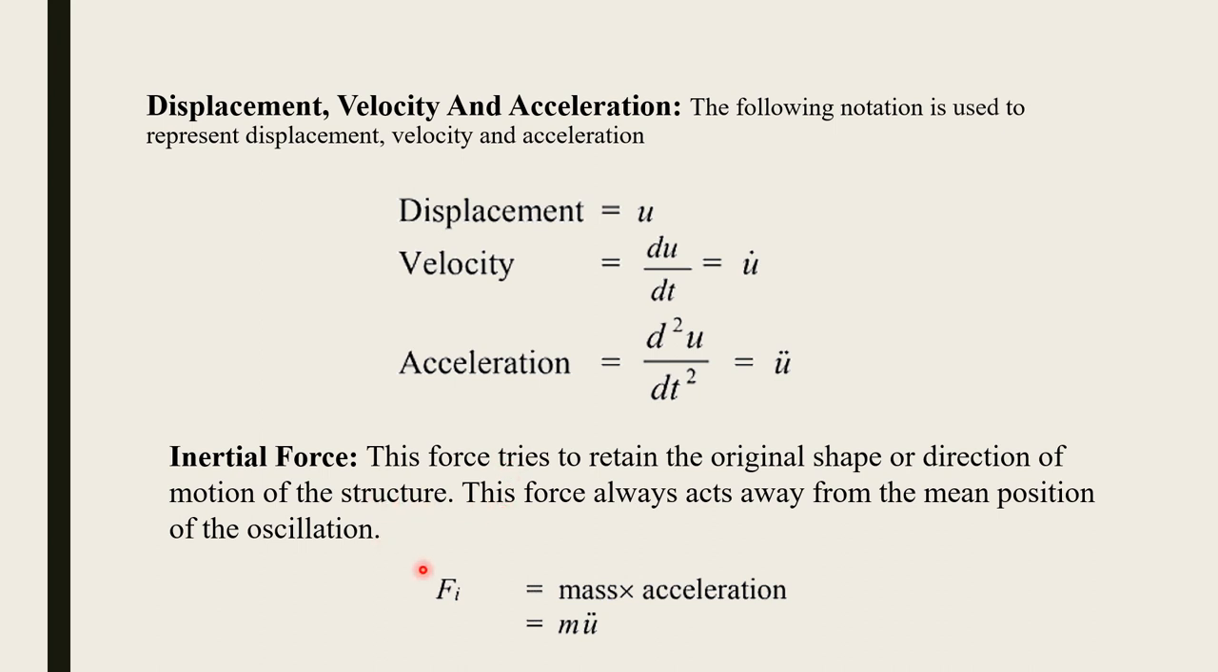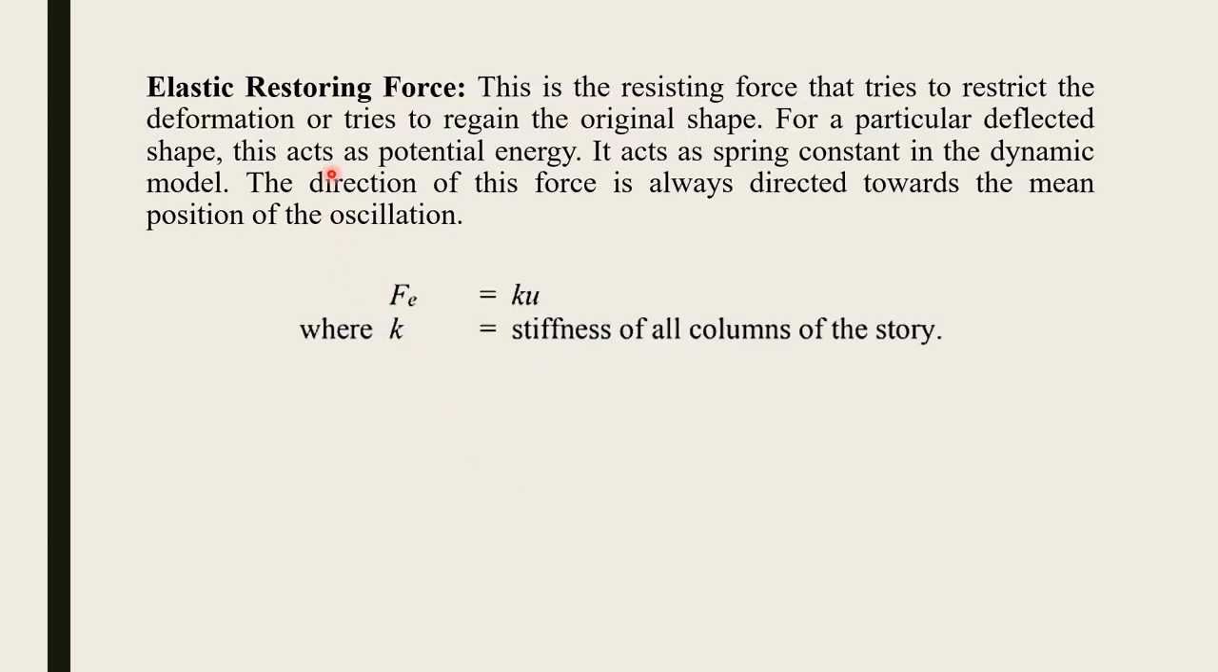This inertial force means the mass of the structure will try to resist the horizontal movement. Second is the elastic restoring force, which I will discuss with K. This is the resisting force that tries to restrict the deformation or tries to regain the original shape. For example, if you pull any spring, it will try to go back. This is the elastic restoring force that is present in the columns.